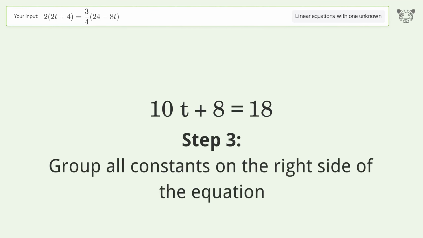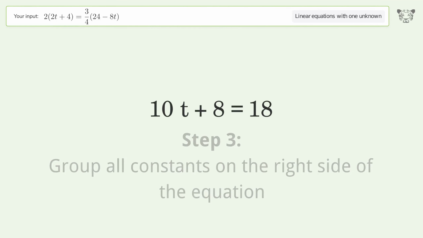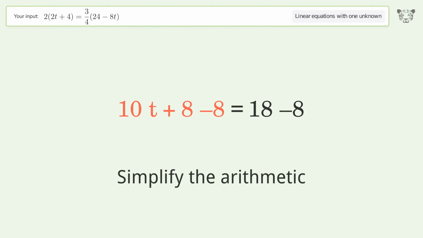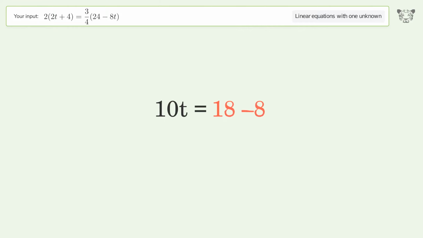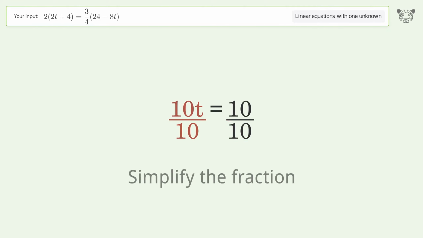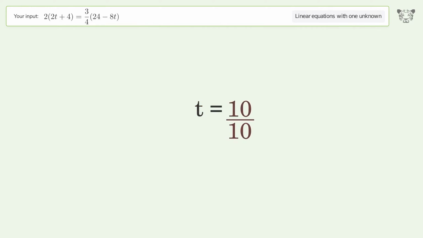Group all constants on the right side of the equation. Subtract 8 from both sides. Simplify the arithmetic. Isolate the t. Divide both sides by 10. Simplify the fraction. And so the final result is t equals 1.